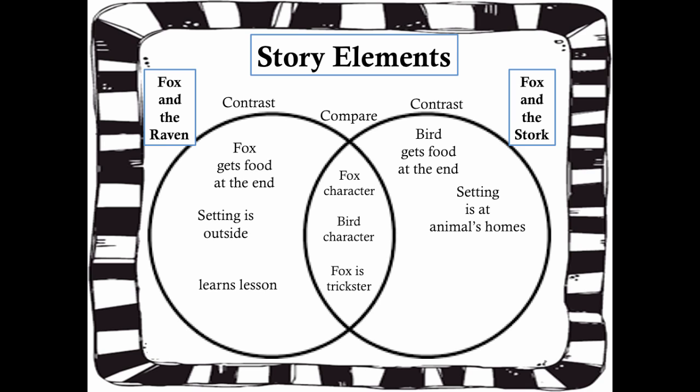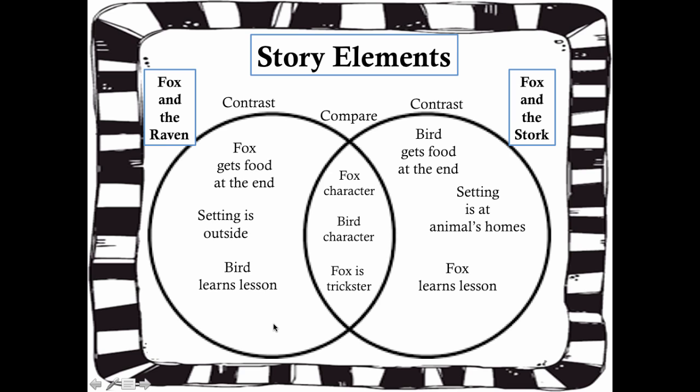Okay, who learned a lesson at the end of The Fox and the Raven? Well, it was the bird character, so it was the raven. The raven learned not to trust everyone that compliments him. His pride ended up making him lose that cheese. Well, in The Fox and the Stork, who learns a lesson? It was the fox. He learned that if you trick other people, they might trick you. So he actually learned a lesson in this one, and the bird ended up tricking him back.